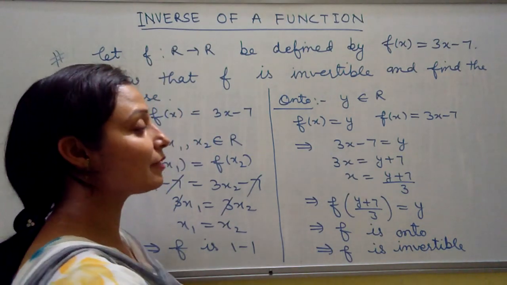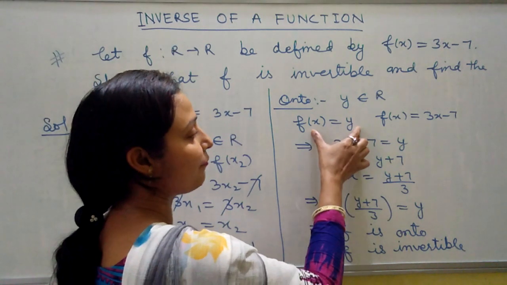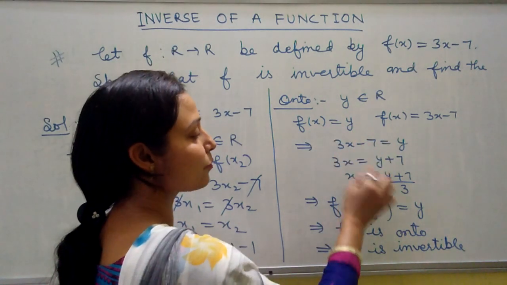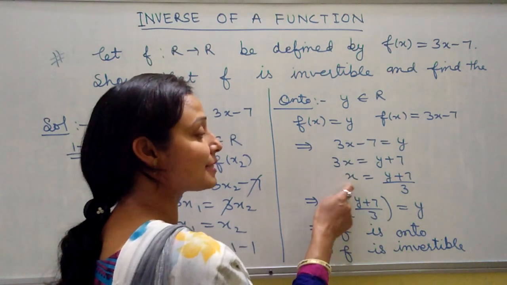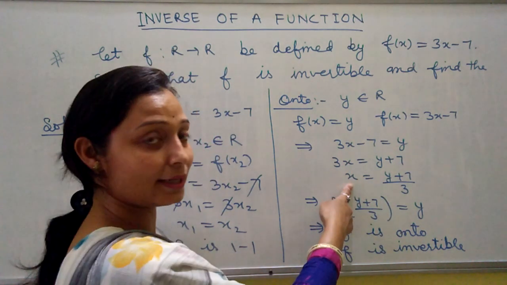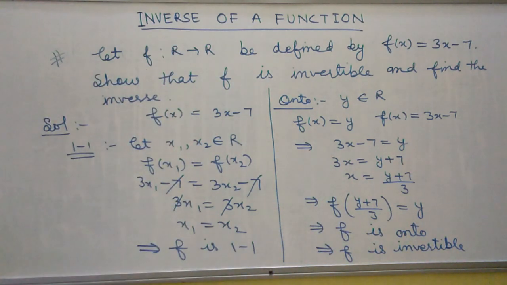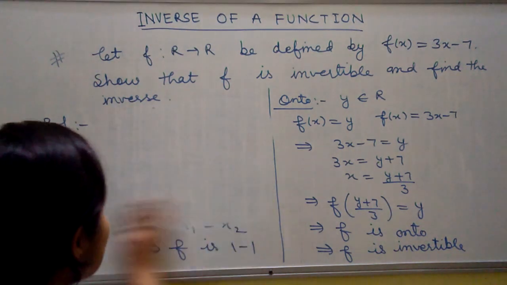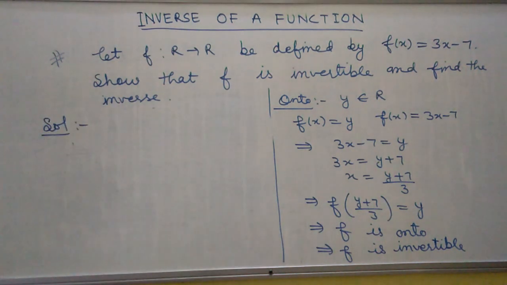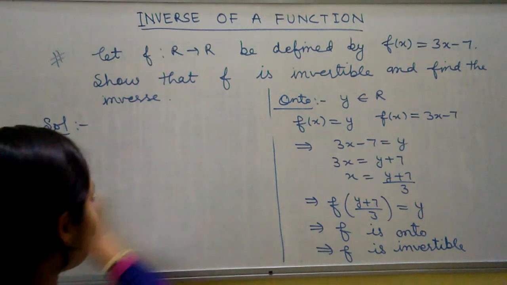For finding the inverse, the first step is you have to take f(x) equals y, then you have to solve for x, and at last you have to replace. The third step remains here; two steps are already completed. So I will replace this x by f inverse of y, by using that third step of inverse. How can we find it? Very simple.